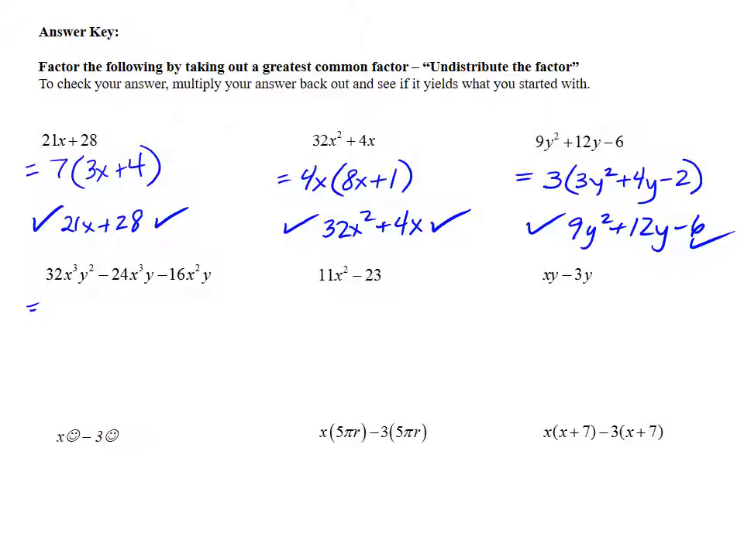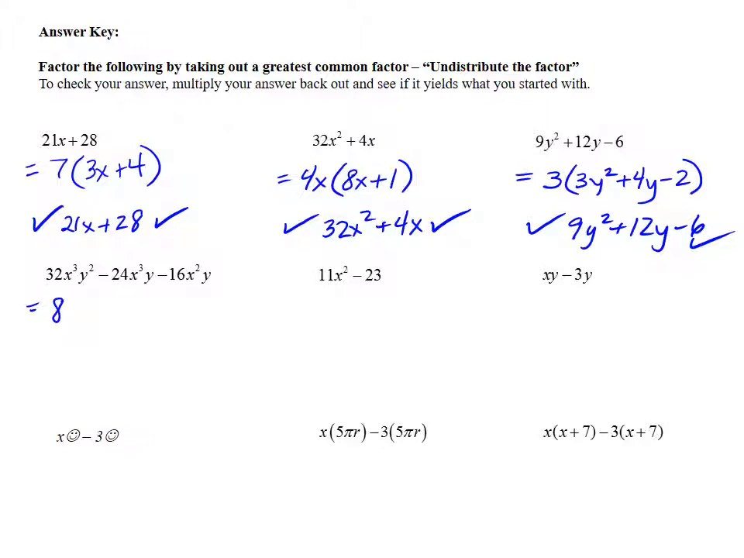Next example. 32x cubed y squared minus 24x cubed y minus 16x squared y. A lot going on there. If you look, every term has an x and a y in it at least. And then 32, 24, and 16, they definitely have a 2 in common, but if you look more closely, there's a 4. And then the biggest number is that they each have an 8 in common. So we'll take the 8 out.